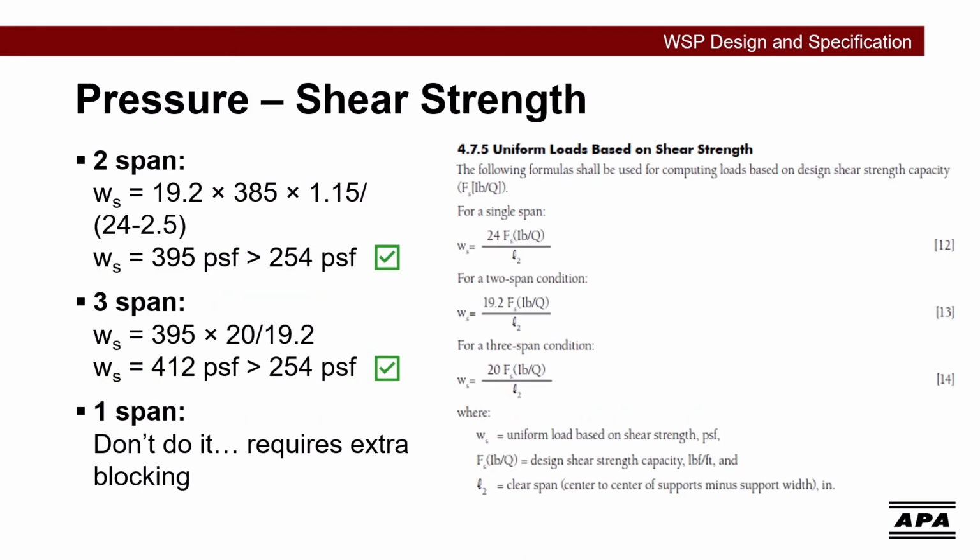The equations shown on the right here are provided in section 4.7.5 and are used for computing allowable uniform loads based on the shear strength of the panel. Once again, different equations are given for 1, 2, and 3 span conditions. L sub 2 in these equations is not just the center-to-center spacing of supports. Instead, we subtract the support width from the support spacing to get our clear span. We input our clear span and adjusted design shear strength into the equations for both a 2 and 3 span condition and find a minimum allowable uniform load of 395 pounds per square foot, which is greater than the applied 254 pound per square foot loading, meaning our chosen panel is adequate.